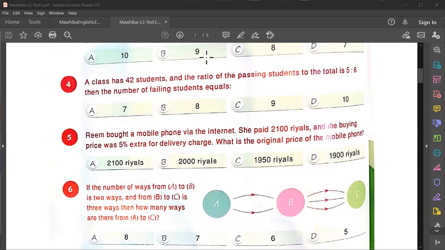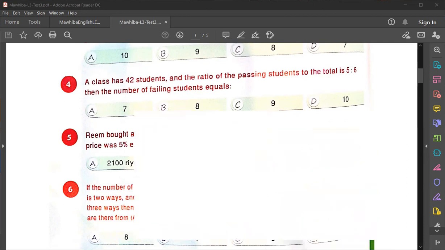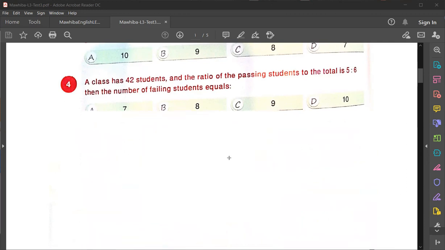Okay, you can read the questions and help me solve them. Now, a class has 42 students, and the ratio of the passing students to the total is 5 to 6. Then the number of failing students equals, yes.